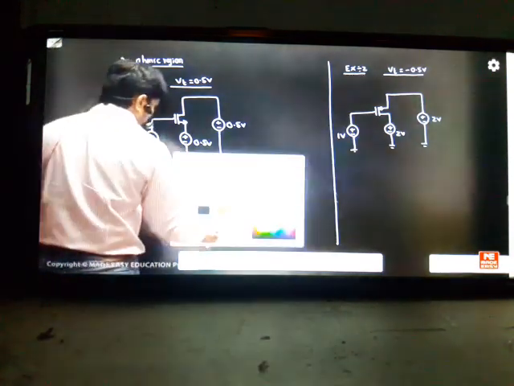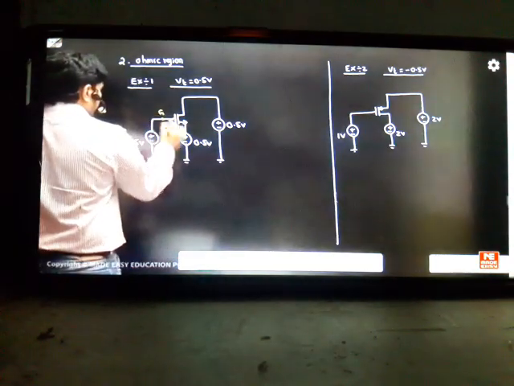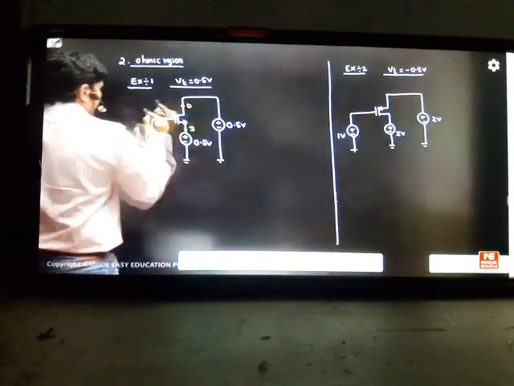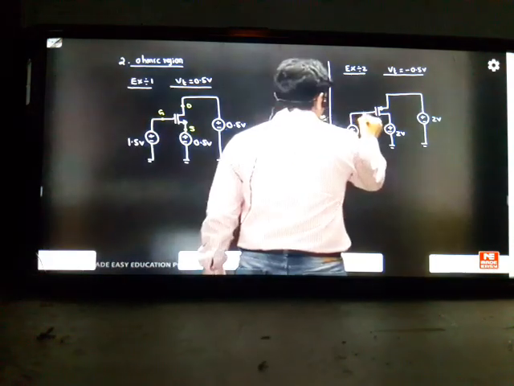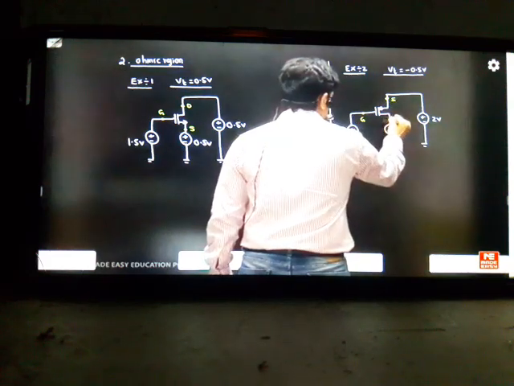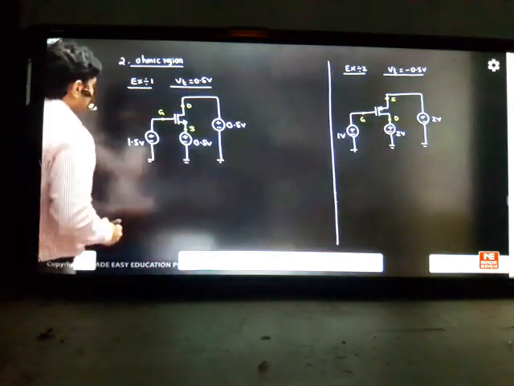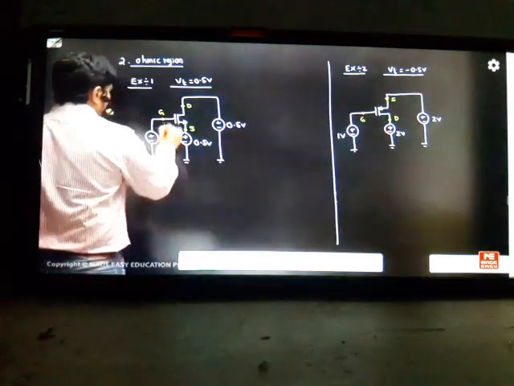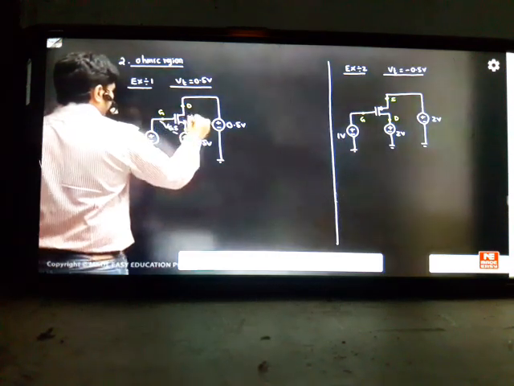So let us check it. First, points should be practiced correctly. This is gate, identify the points. This is source, this is drain. Here gate is here, source is here, and drain is here. These points you write clearly. The next we have is VGS here, and VDS here.